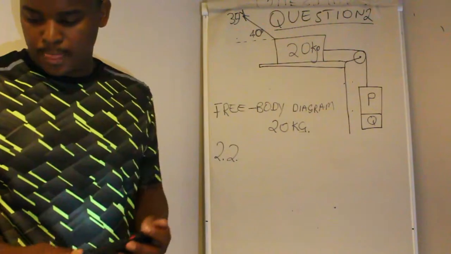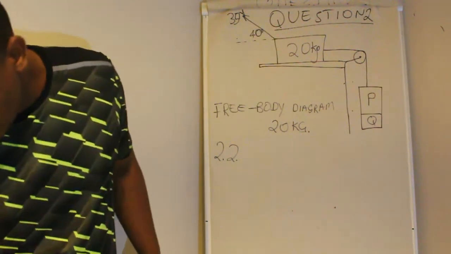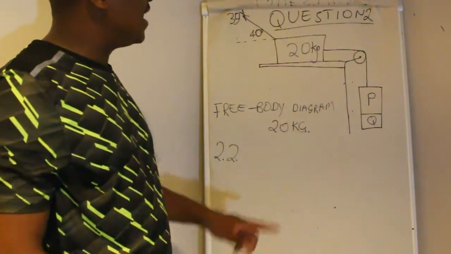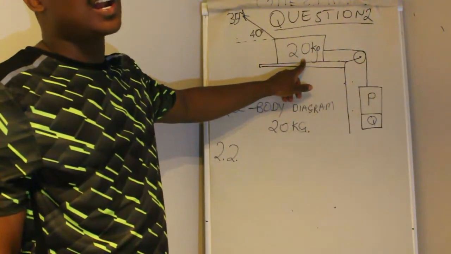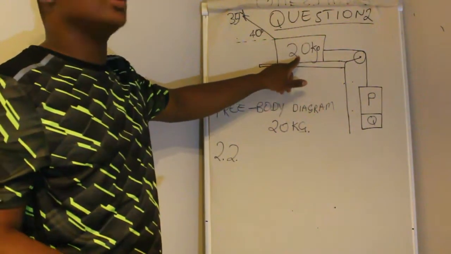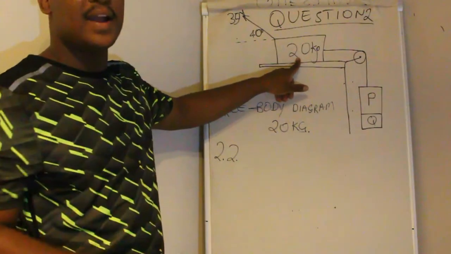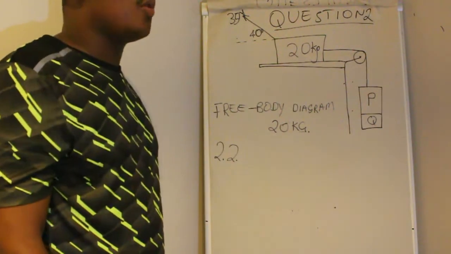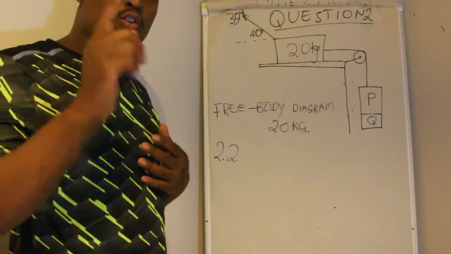What is a free body diagram? A free body diagram is a diagram that shows all the forces that are acting on this object, or all the forces that are felt or experienced by this object. First of all, the most common one is the force of gravity. Gravity is acting on me as I'm standing here, and it's acting on you as you are watching there.